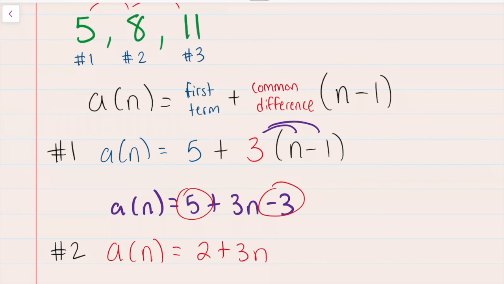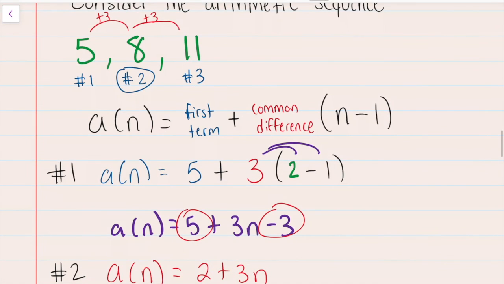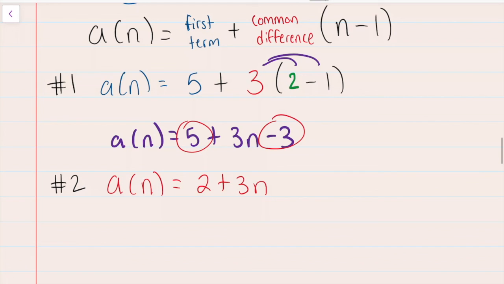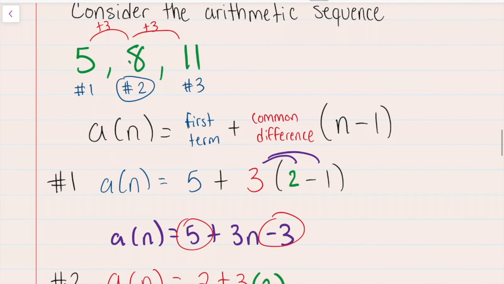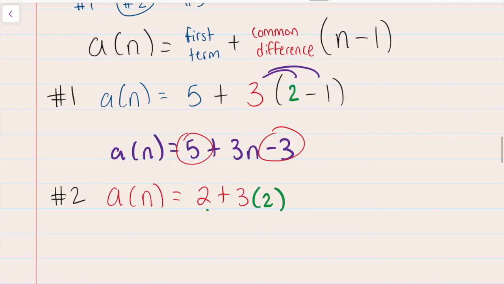If you were to plug in a 2, look at this. Imagine there's a 2 on the end. What's 2 minus 1? It's 1, isn't it? What's 1 times 3? That's 3. 3 plus 5, that's an 8. We got our term. Plug in a 2 right here. What's 3 times 2? 6. Plus 2, that's 8. So it doesn't matter which one you choose to plug in. You get the same answer regardless. But you need to know both of them just in case.